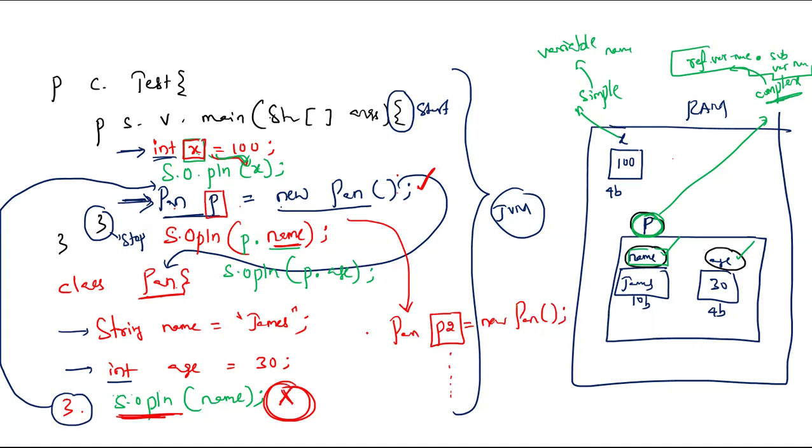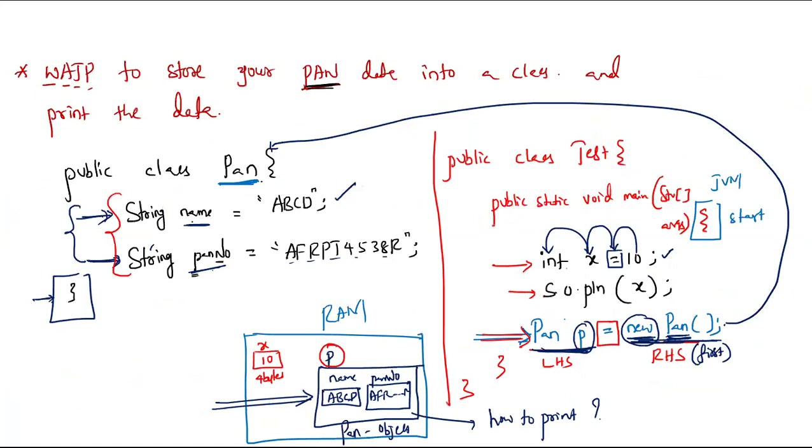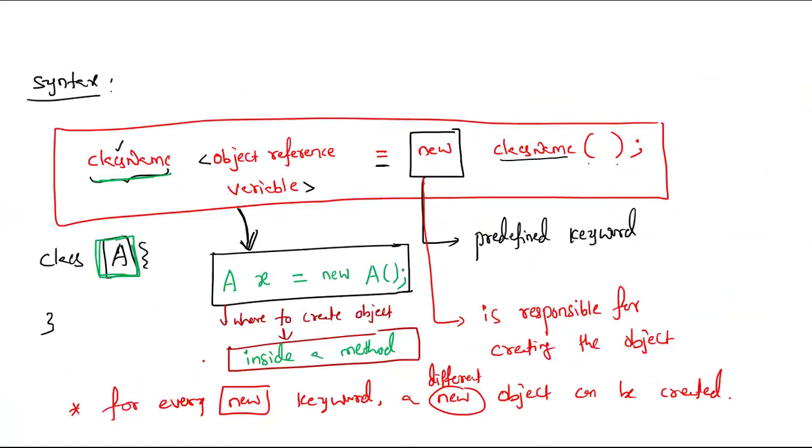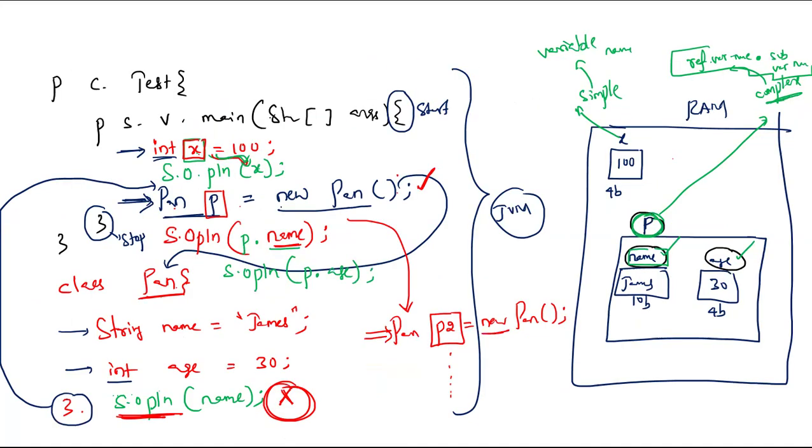So for this pan, P2 equals new Pan. Because of the new keyword, I mentioned the point very clearly. For every new keyword, a different, new object will be created again. So will P2 reuse the existing thing, or will it create one more object? One more object. That's why P2 is the next object reference.